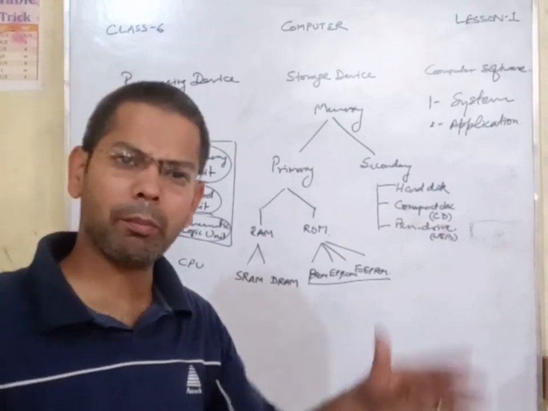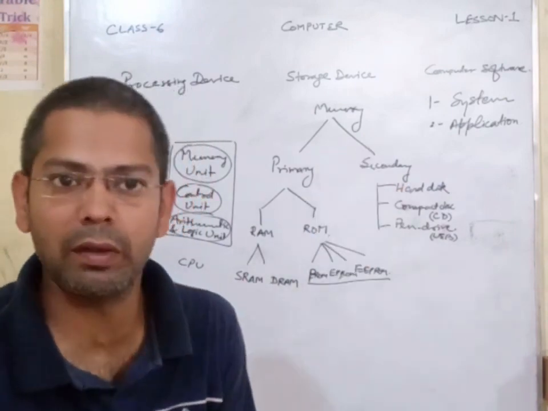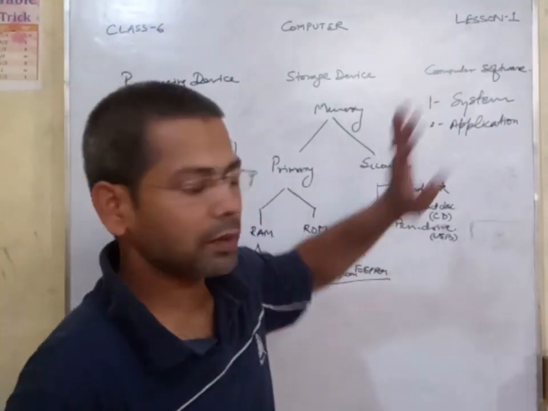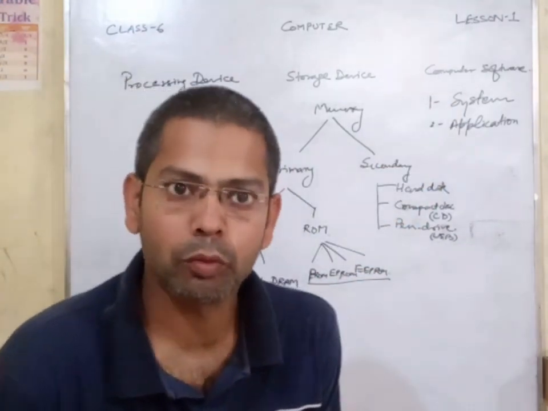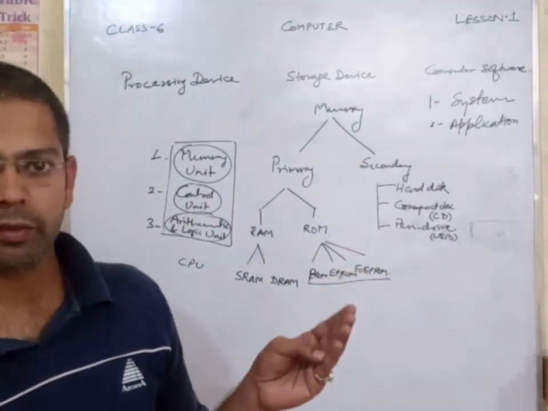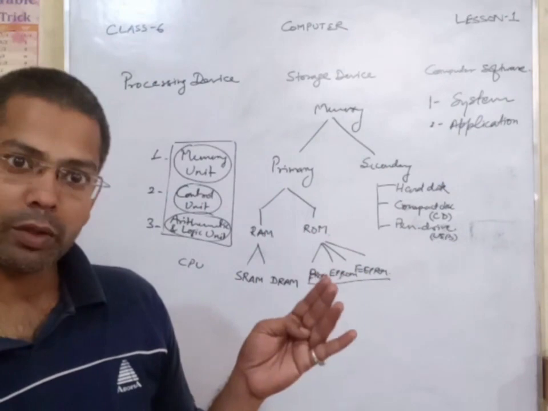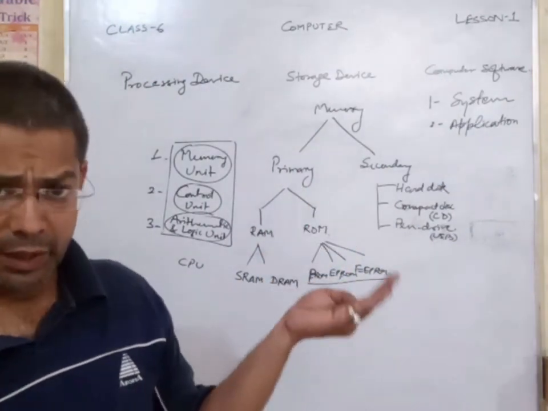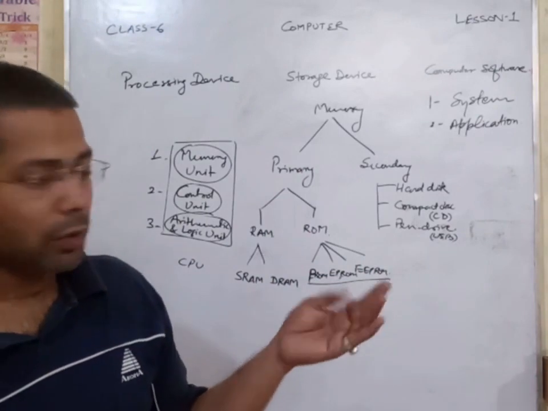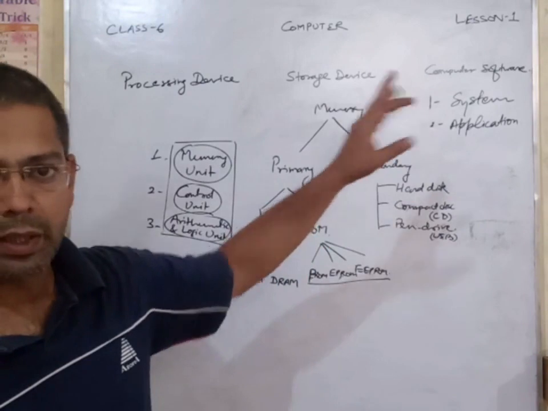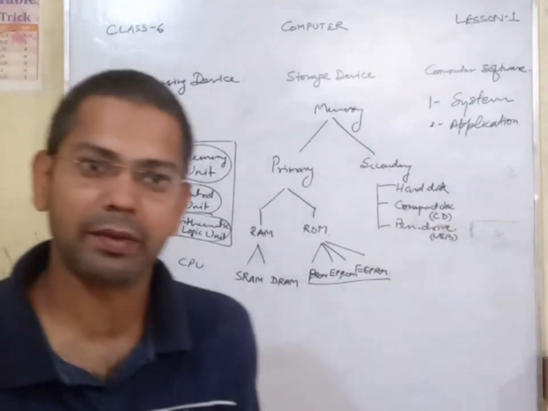There are a number of application softwares available nowadays. In the same way, system software are also available, so many, like Windows, Linux, Unix, DOS. DOS is now outdated. So there are different system software as well as application softwares.